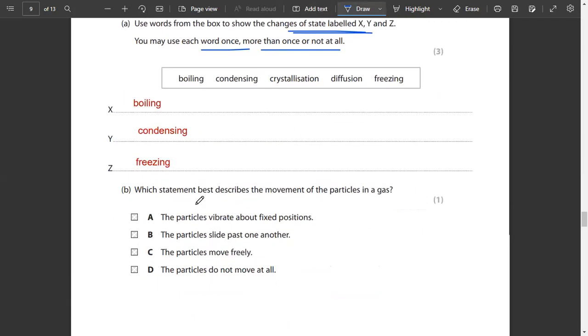Which statement best describes the movement of the particles in a gas? The particles vibrate about fixed position. This is solid. हमें gas चाहिए. The particles slide past one another. This is liquid. The particles move freely. Yes, this is gas. The particles do not move at all. This is again solid. तो आपका आंसर क्या हो जाएगा? C is your correct answer.